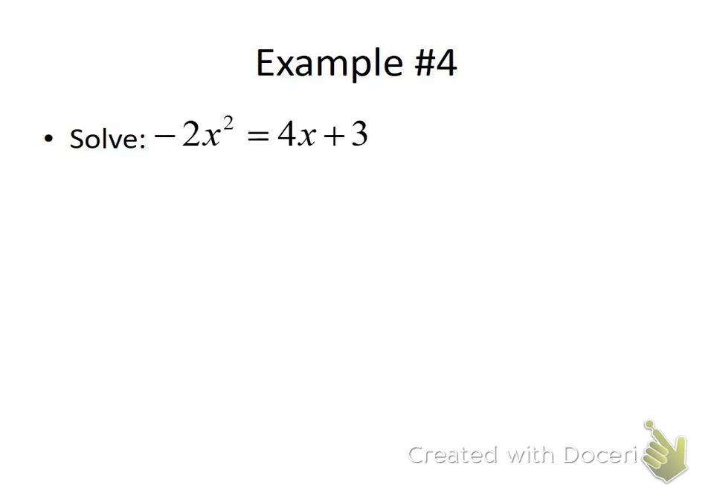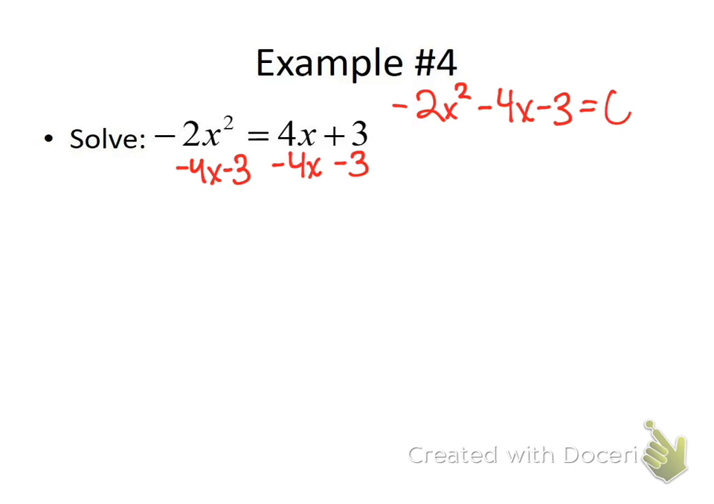Before you start working through this one on your own, let's get it in standard form together so we're at least all at the same starting point. How am I going to get this in standard form? Subtract the 4x, subtract the 3. Okay, one way would be to subtract the 4x and subtract the 3. So that leaves us with negative 2x squared minus 4x minus 3 equals 0.